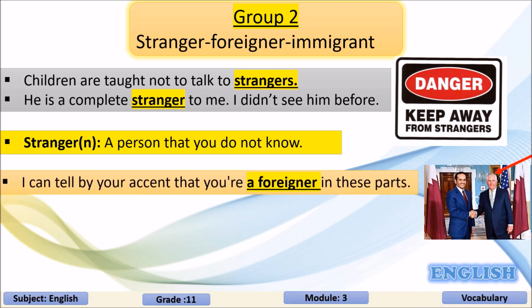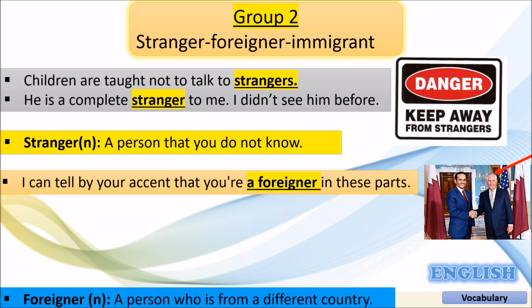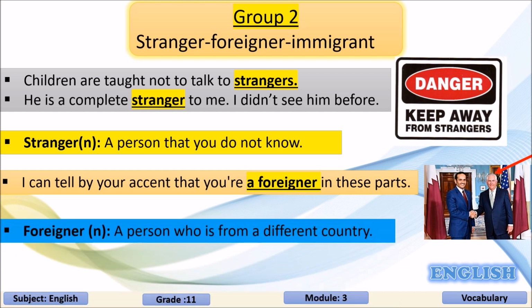All right, let's move on now to the word foreigner. I can tell by your accent that you are a foreigner in these parts. So, for example, when you are in Britain and you do not speak English in a clear accent, or you speak English in a different accent, so people start recognizing that you are not a local, but you are a foreigner. A foreigner refers to a person who is from a different country.